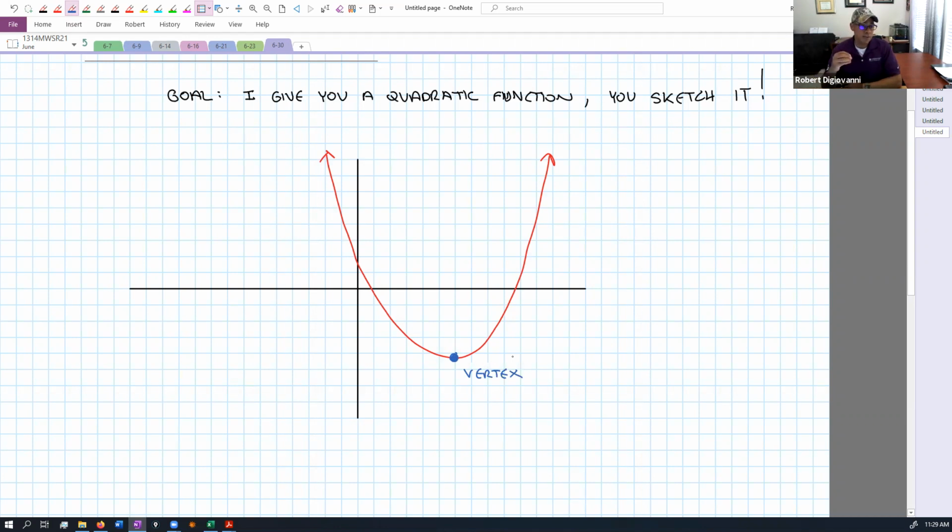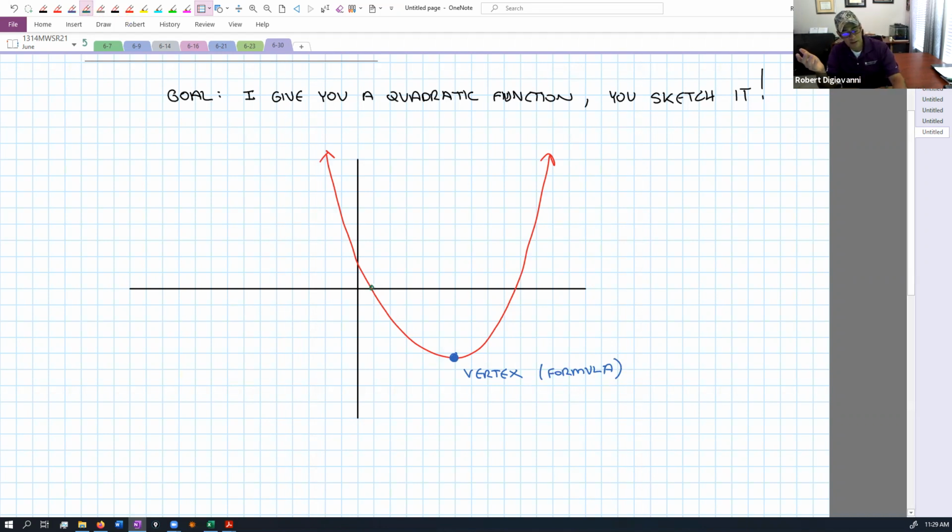We are going to need to be able to find that point. For any parabola I give you, you need to be able to find that vertex. And I'm going to actually give you a formula for that. So there will be a formula that I give you for this. So that's good. You just need to know the formula to get it.